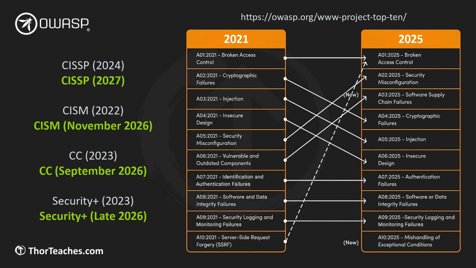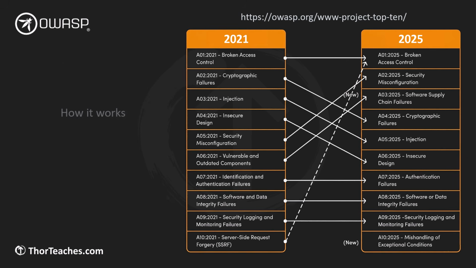All that said, this is still very exam relevant. Most of the risks are on the exams, just not by the OWASP name. You will be tested on the concept, how it works, what to look out for, how we mitigate, and so on. Now that I got all the disclaimers out of the way, let's look at the new top 10.